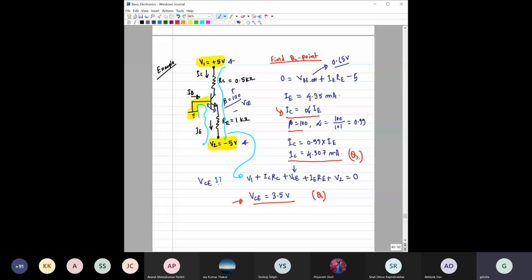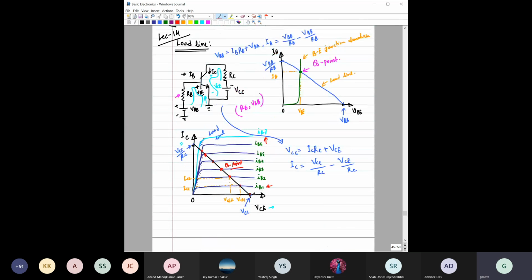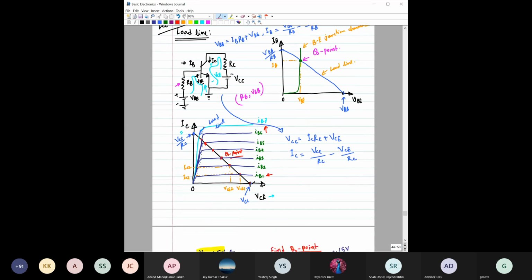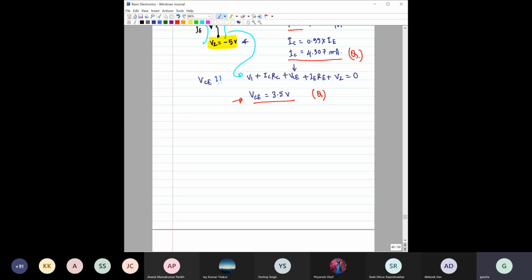If the base emitter junction is reverse biased, then IB would be either 0, or you might find IB less than 0. But for an NPN transistor, IB cannot be negative. So in that case the transistor would be in cutoff. You see this, right? Either you find IB less than 0 or IB equal to 0, then the transistor would be in cutoff. Is it okay?